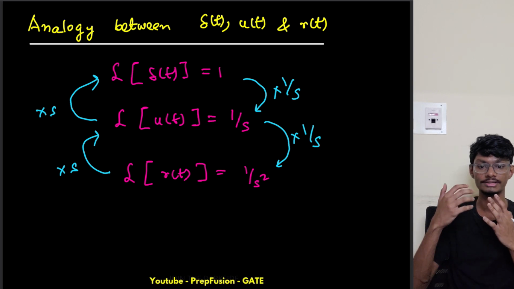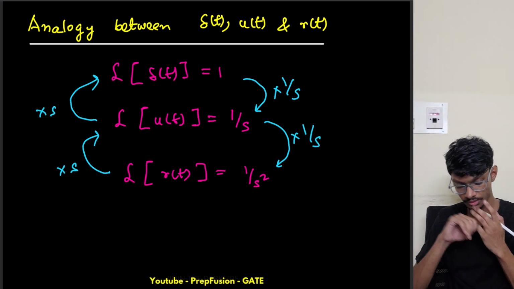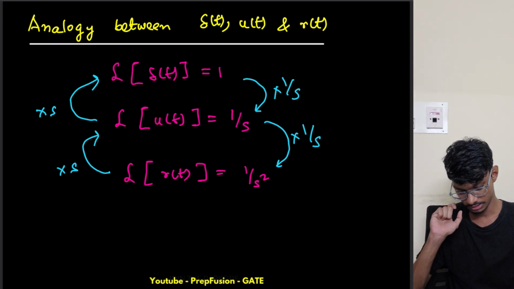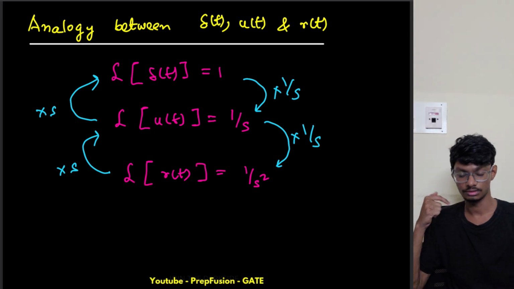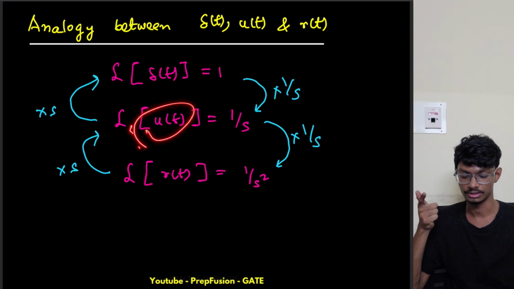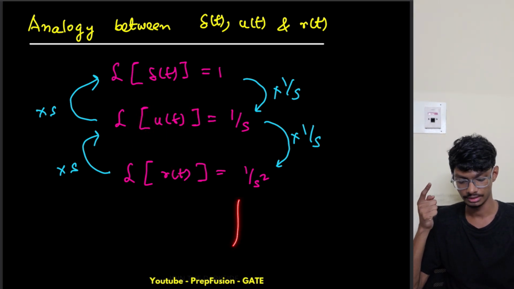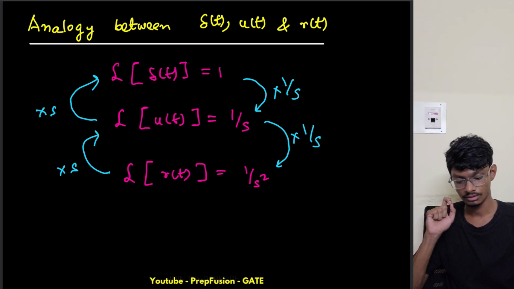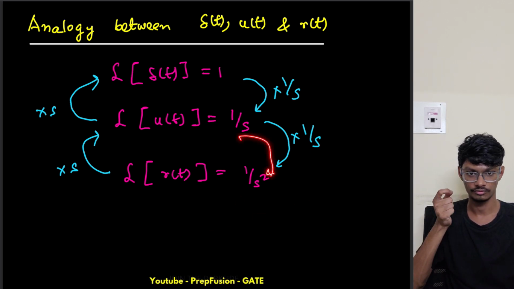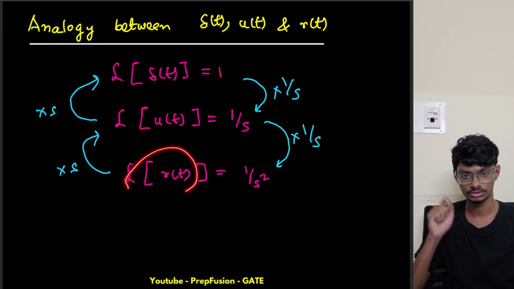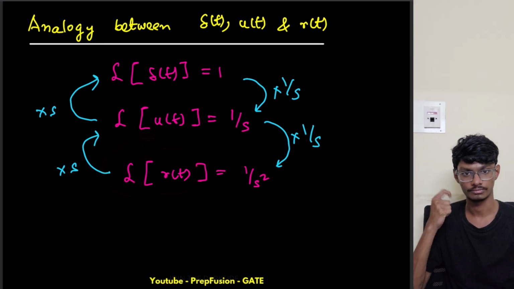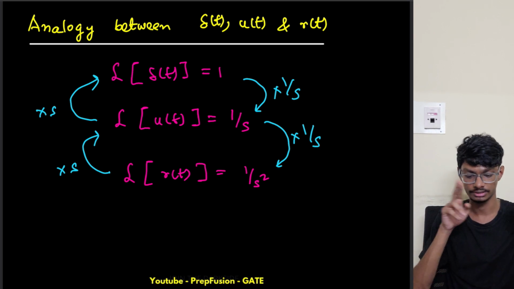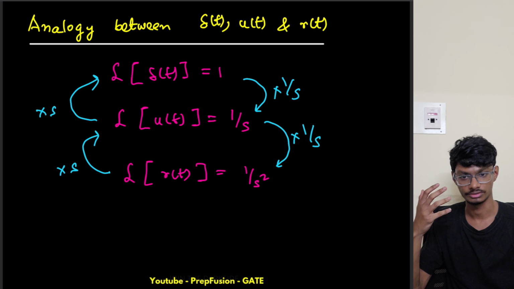How else can we relate this? This is ramp, so the integration of unit step is ramp only. For integration we multiply by 1 over s. Now the differentiation of ramp is unit step only. How? Because the slope is constant, the value is constant, that's why it remains like a unit step only.